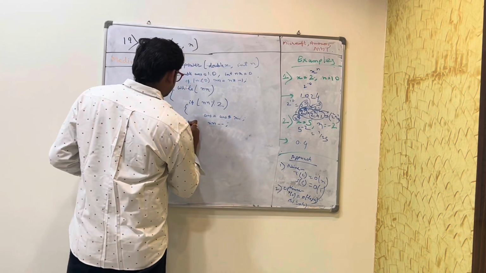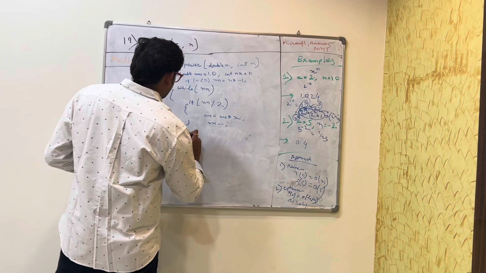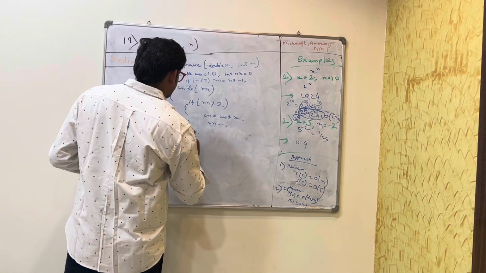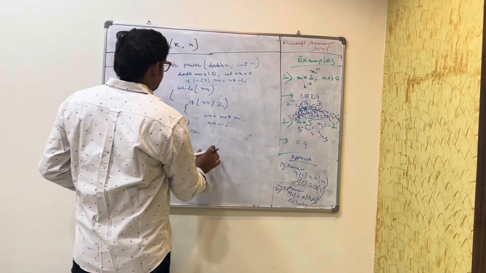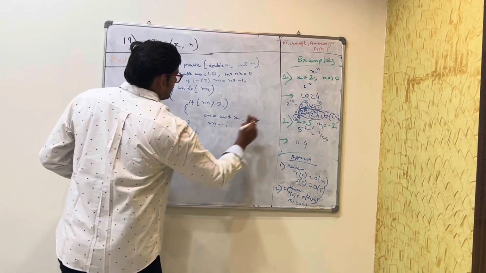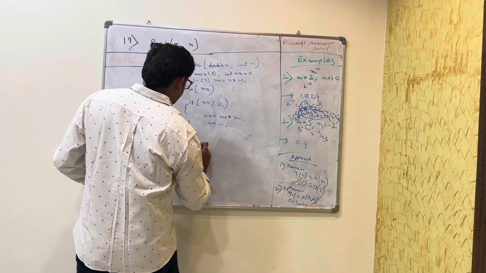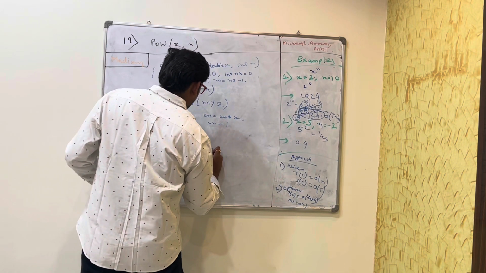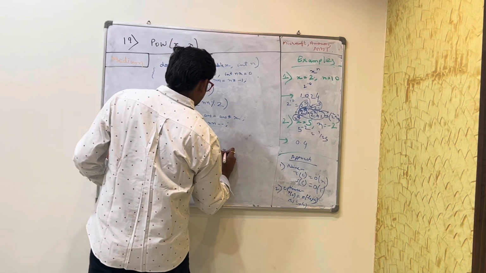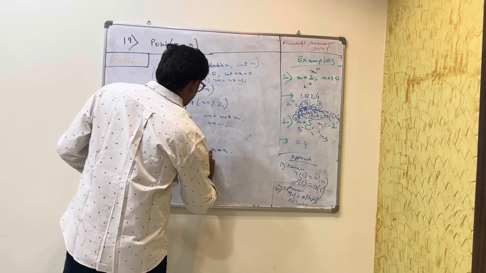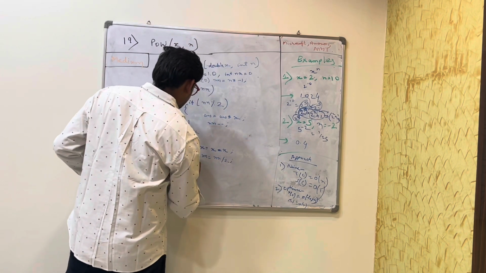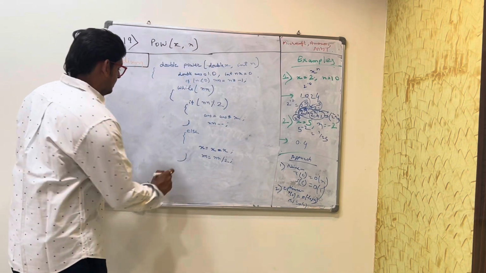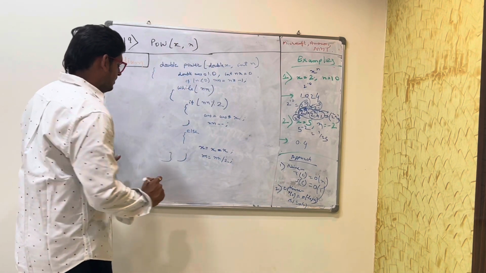And then reduce the value of nn by 1. Else, that means if it is divisible by 2, then let's compute this part. So x will become x into x, and nn will become nn by 2. Simple. And this is done.